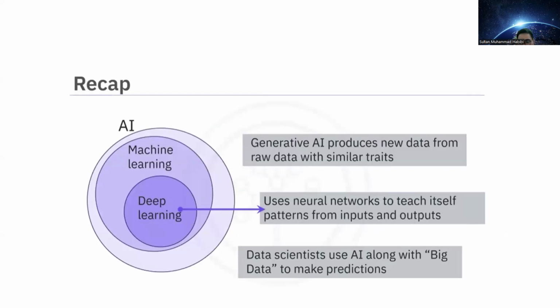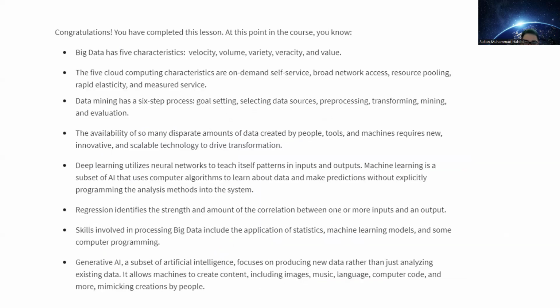And of course, there's a recap on this. Basically, generative AI uses new data from raw data with similar traits. That's what I said before. Deep learning, of course, uses neural networks and predicts the input and output. And of course, use AI with big data, because why would you use big data without machine learning? It doesn't make any sense, because the whole data itself is too big for traditional means of analytics to be done. It's big data, of course.